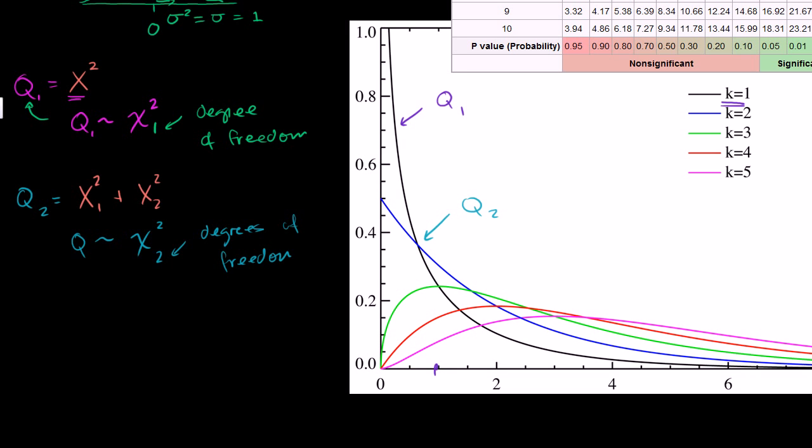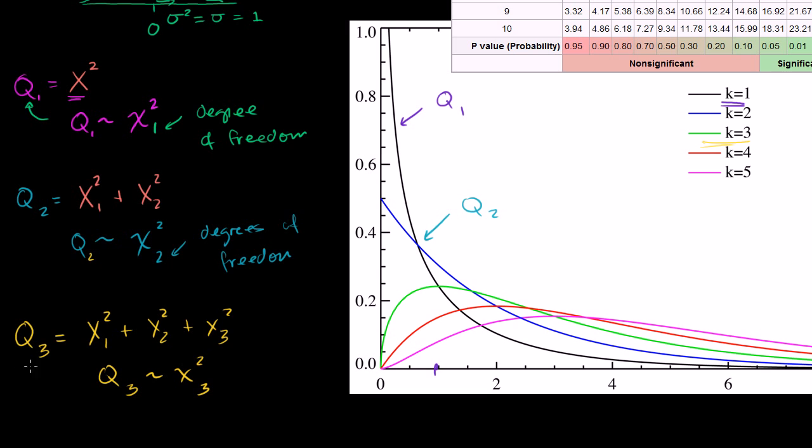And then if we had another chi-squared distributed random variable, let's say Q3, and let's define it as the sum of 3 of these independent variables, each of them having a standard normal distribution. So x1 squared plus x2 squared plus x3 squared. Then all of a sudden, our Q3 has a chi-squared distribution with 3 degrees of freedom.